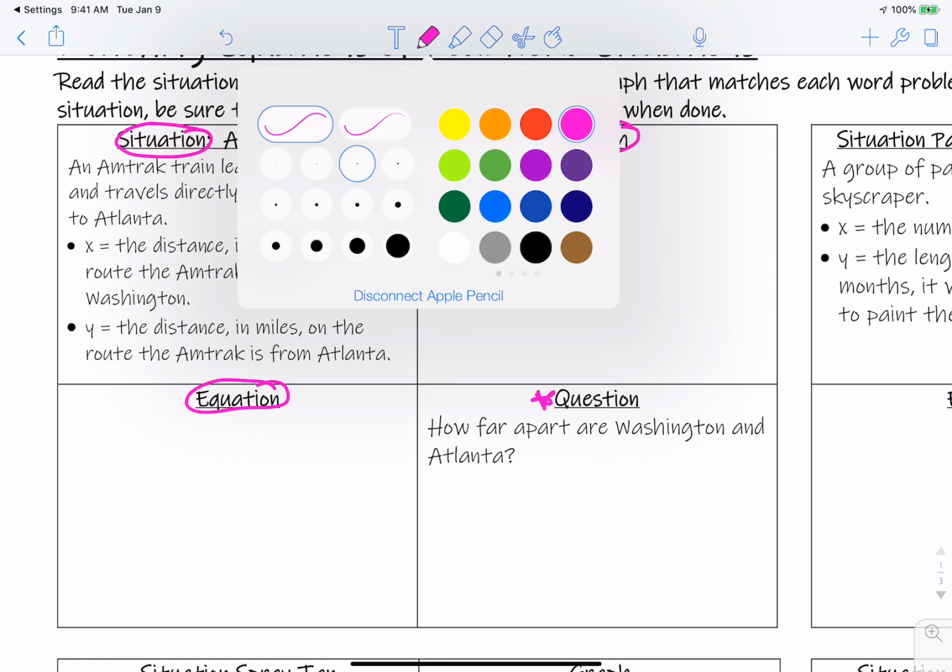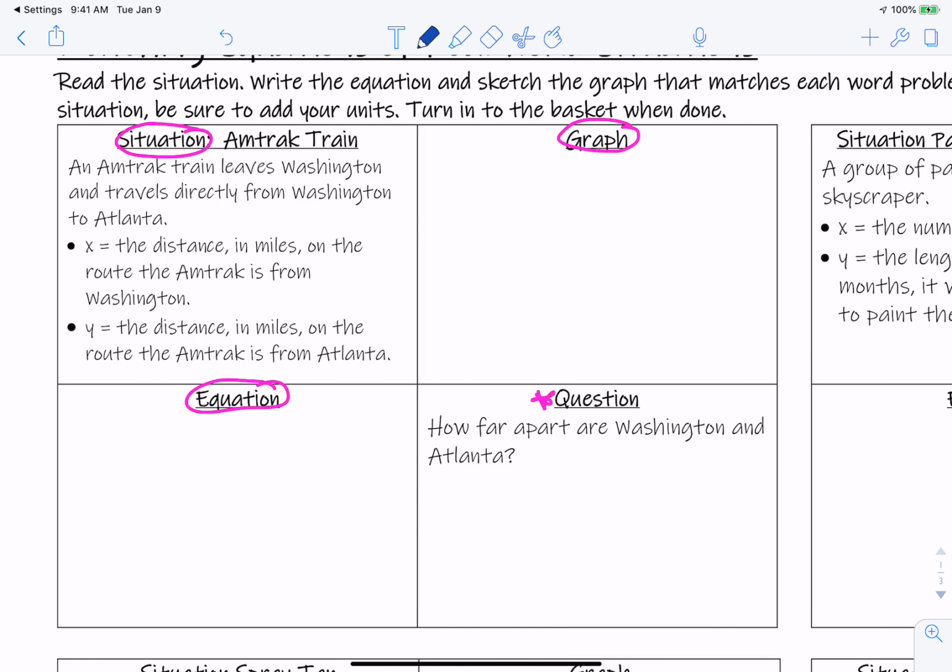This is definitely something that you're going to have to turn your thinking cap on for and really try to process through why some of these things would go together. So here we're talking about an Amtrak train. An Amtrak train leaves Washington and travels directly from Washington to Atlanta. We're told the x value is the distance in miles on the route the Amtrak is from Washington, and our y is the distance from Atlanta.